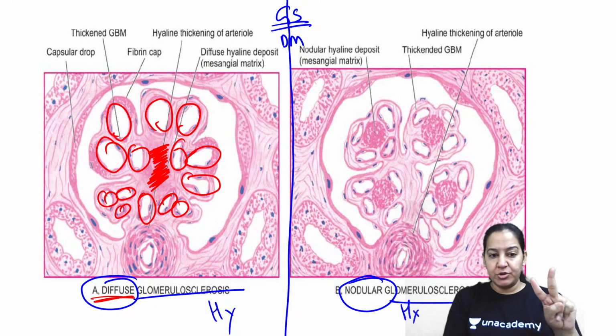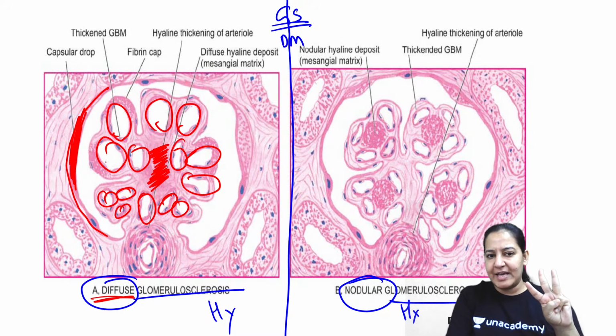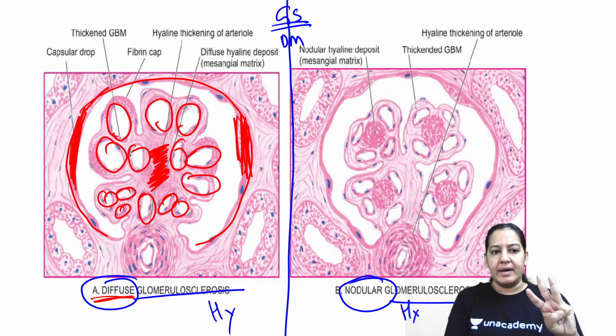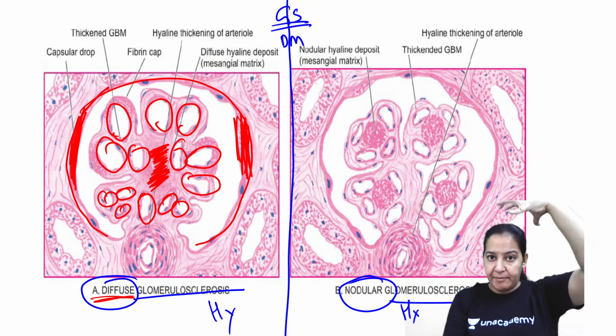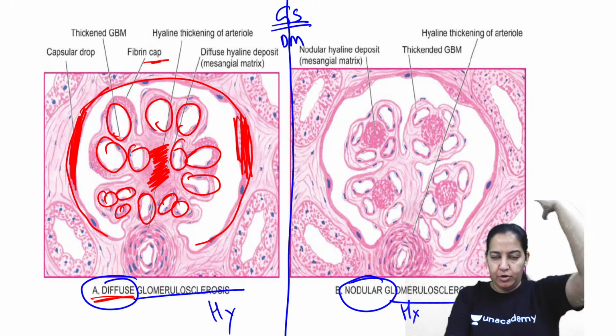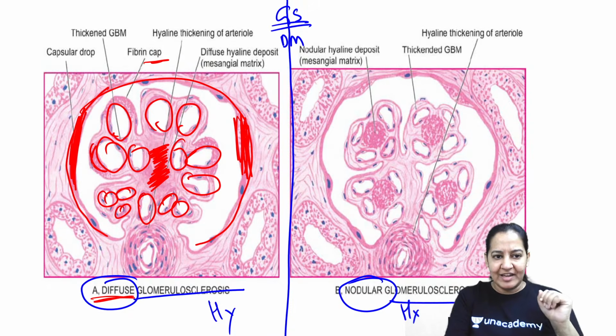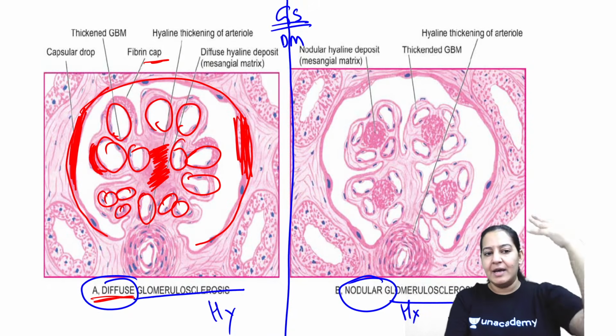Number 3, it is deposited in Bowman's capsule, the parietal layer. Can you see here? Parietal layer of the Bowman's capsule, and here also parietal layer of Bowman's capsule. Beautiful diagram. And the 4th one, it is in the wall of the capillary in the form of a cap. Cap means topi, you know, cap. So it looks like the capillary has worn a cap.